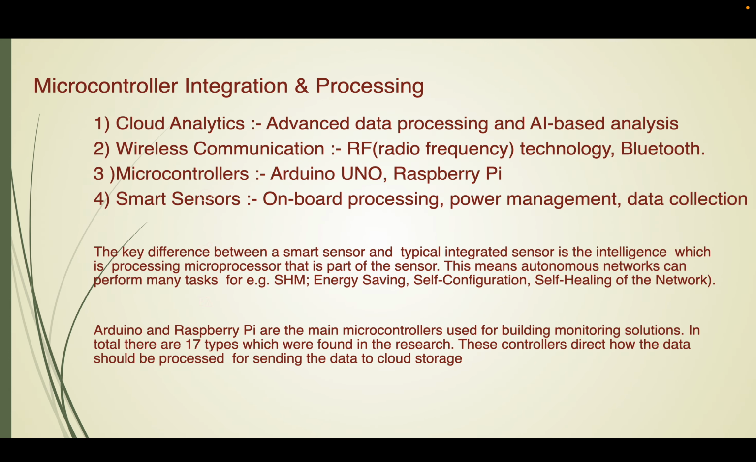The next is the microcontroller integration in the process. There are four types: cloud analytics, wireless communication, microcontroller, and smart sensor. The main difference between a smart sensor and a typical integrated sensor is the intelligence, that is, how the microprocessor is part of a sensor and how it works. For example, the Arduino Uno and the Raspberry Pi are the main microcontrollers used for building monitoring solutions and building health detection.